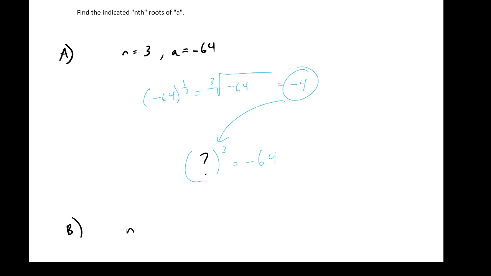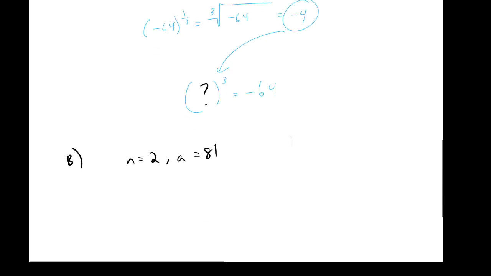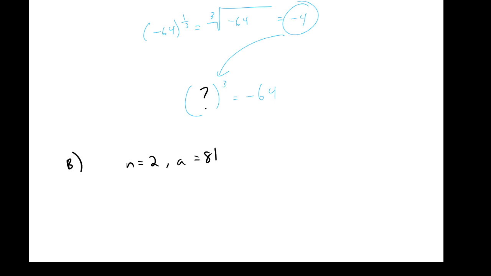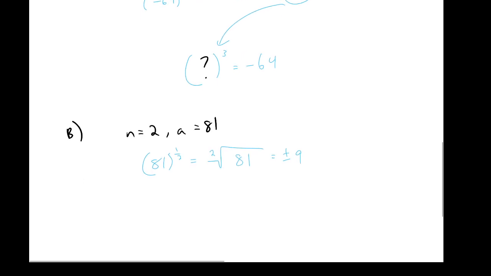We're going to take the nth root, or the second root, where n is equal to 2 and a is equal to 81. This is a problem you're very familiar with. In other words, this is going to be 81 to the 1/2 power. That's your nth root. 2 is a square root, or second root, of 81, which is going to be plus or minus 9. And here's why.